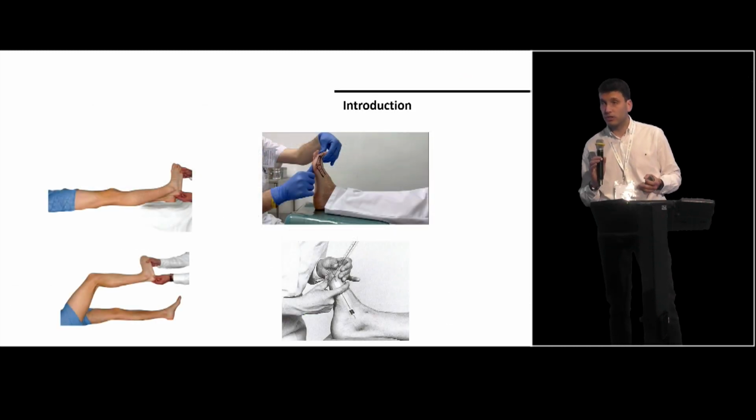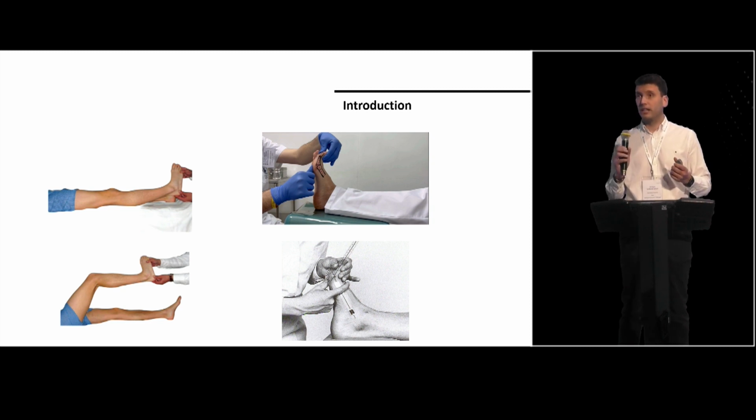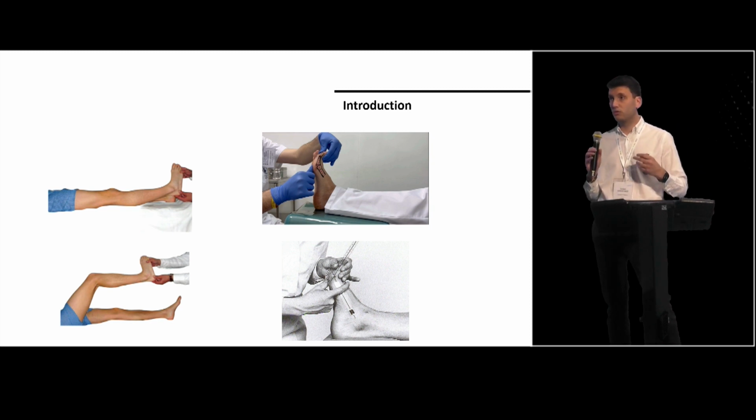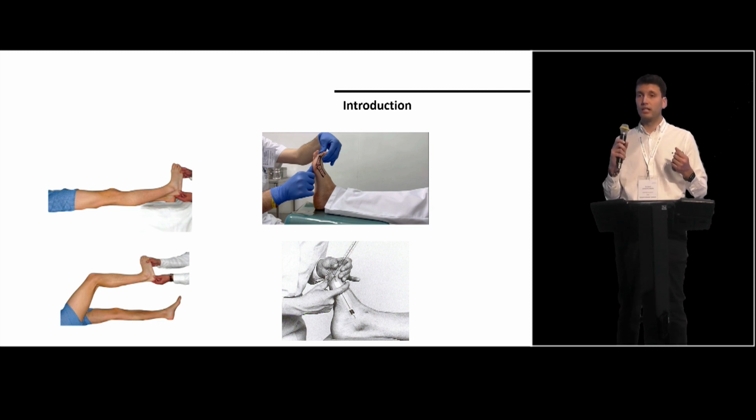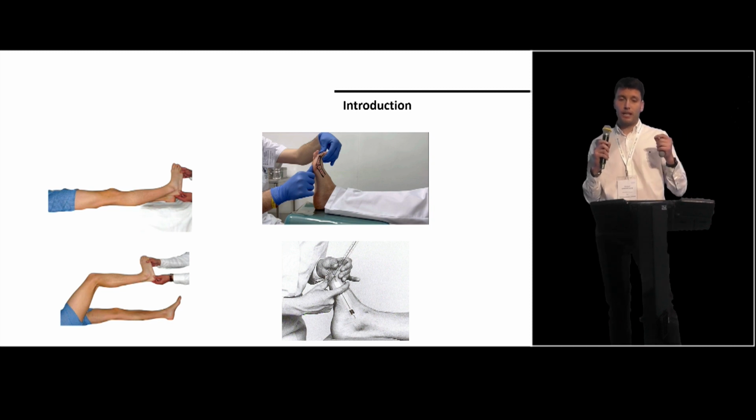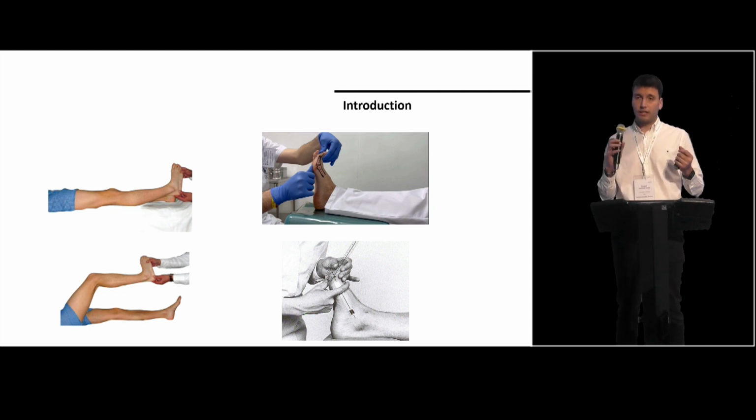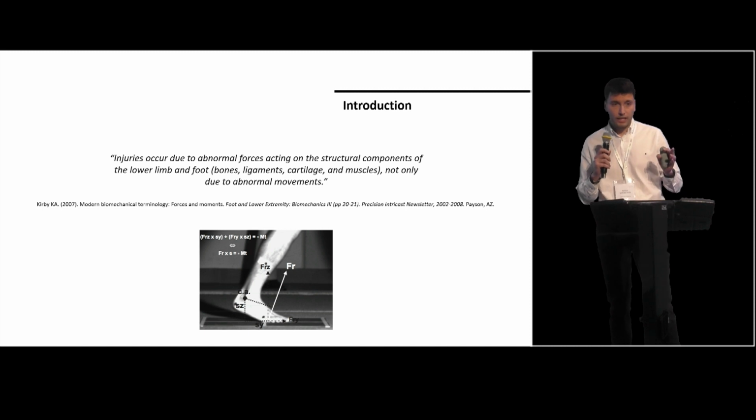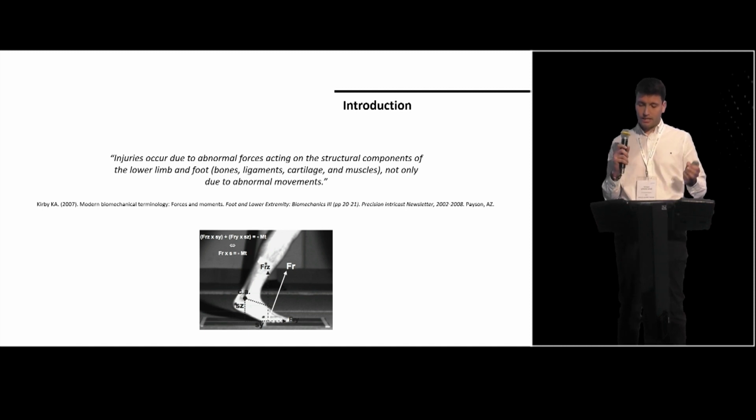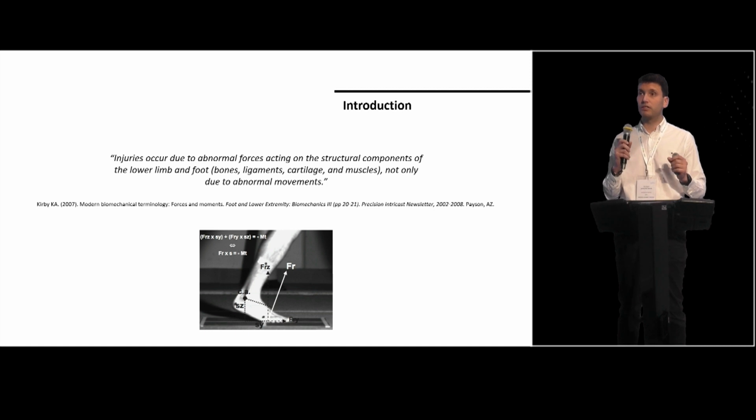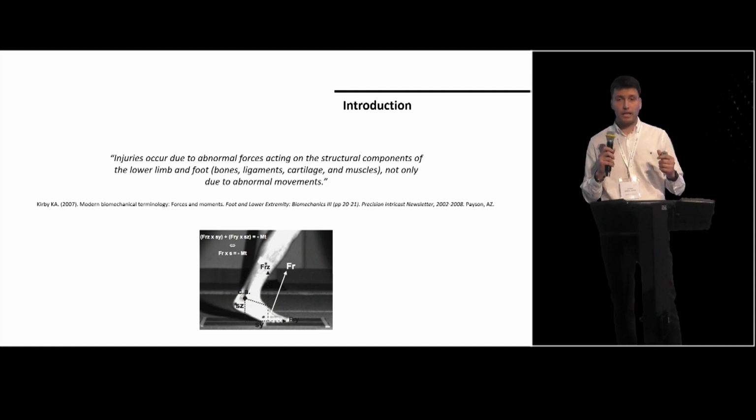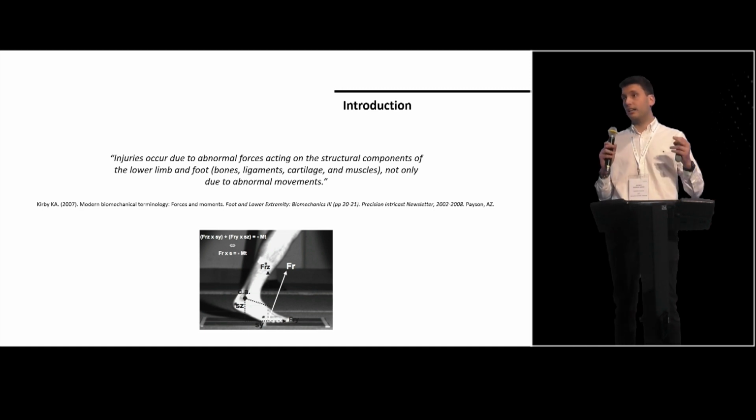In clinical practice, it's common that we perform different tests, Dannenberg or Silfverskiöld's tests, to assess the motion of the foot. But the problem is that we don't evaluate the force acting in the foot when we perform these tests. And this problem is important because, according to several authors, it appears that foot injuries are not so much produced by abnormal movements, but rather by abnormal forces acting on the structural components of the lower limb and the foot: bones, ligaments, cartilage, and muscles.